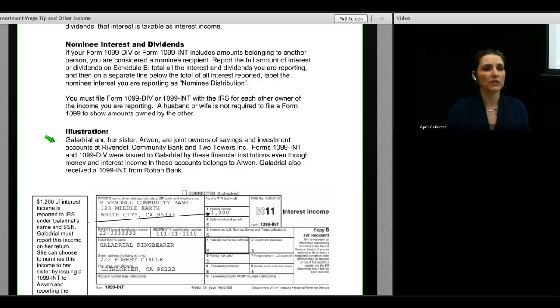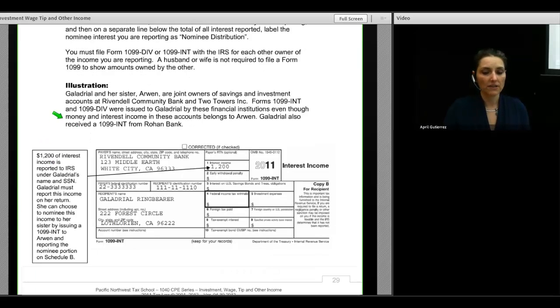So what do you do when you have income being reported under your name and Social Security number that isn't really yours? Well, maybe you will just pay tax on it because you don't have a problem with it. But if you don't want to pay tax on the money because it's not your money, there are procedures that you have to follow. And here's an illustration of what I mean.